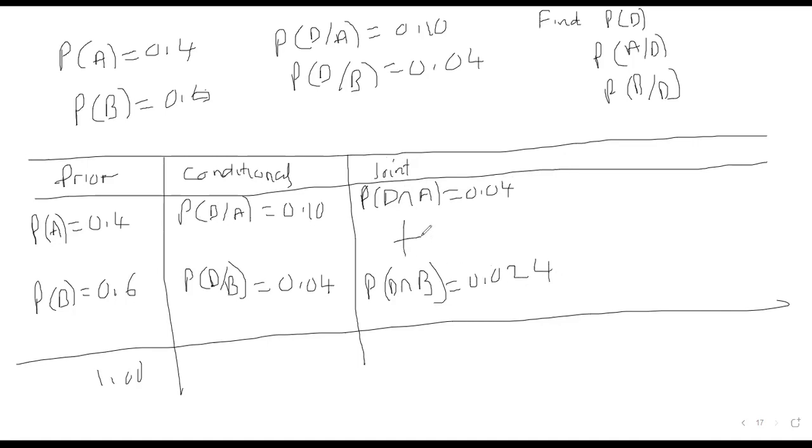When we add these two probabilities, we get the common letter which is there. What is the common letter? D. So this will give us 0.